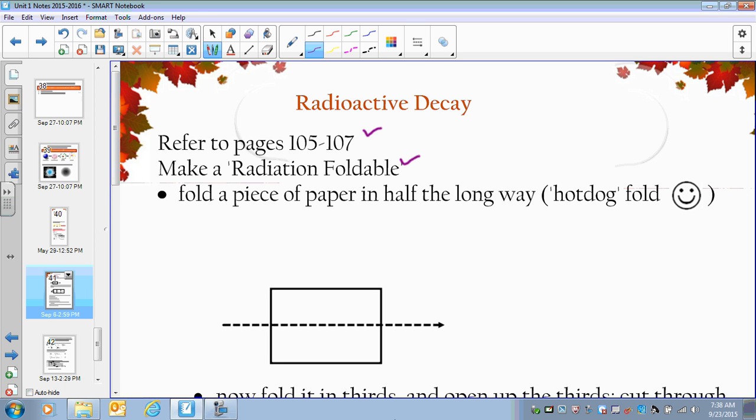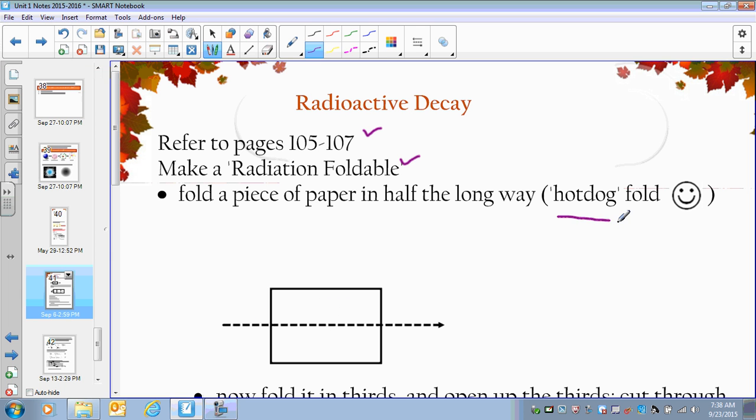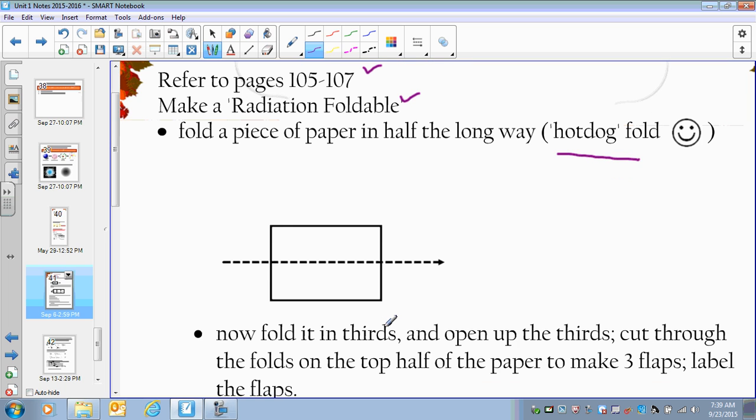So for the foldable, of course, you need a piece of paper and we need to fold it. So take a piece of paper, and the long way, just like a hot dog, fold it in half. So it should be a long side that you're folding. Once you fold it, you need to divide it into three sections.